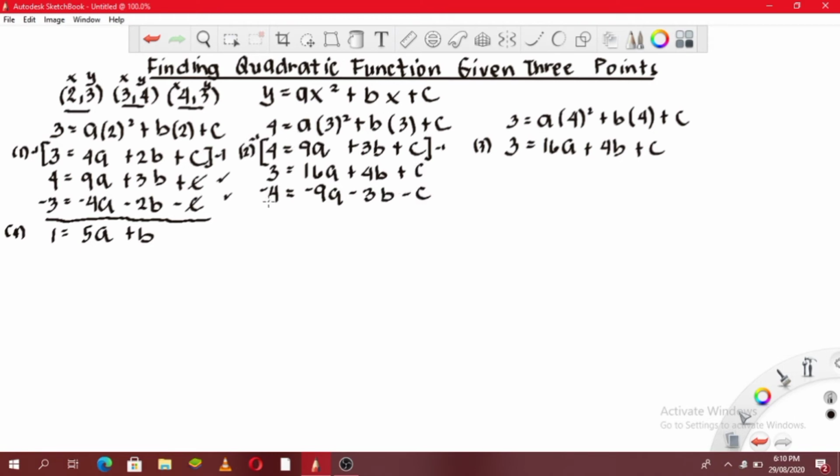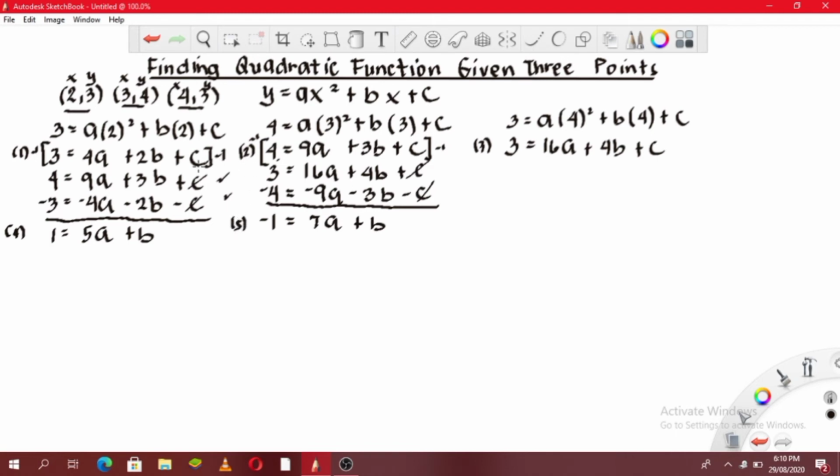Okay? And then, katulad sa ginawa natin sa equations 1 and 2, add natin vertically. So, this will become 3 plus negative 4, that is negative 1, equals 16a minus 9a. So, this will become 7a. Okay po? And then, 4b minus 3b is b na lang. And then, c minus c is 0. Cancelled. Okay po? So, katulad sa equation number 4, A and B na lang ang nakikita natin dito. Let's make this equation number 5.